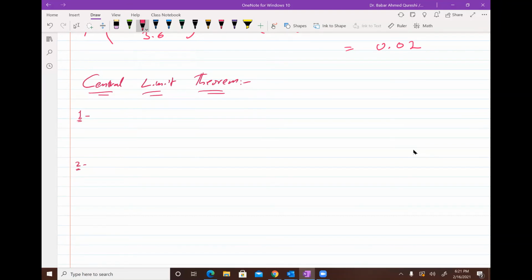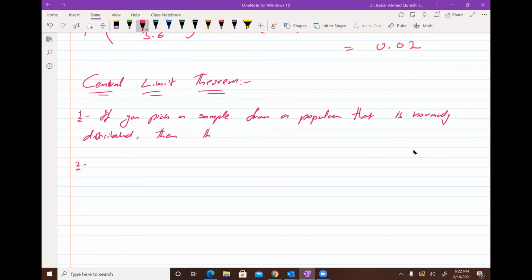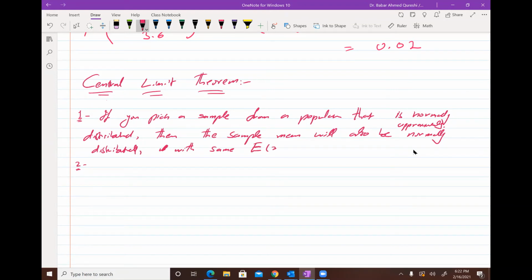That if you pick a sample from a population that is normally distributed, then the sample mean will also be normally distributed, approximately. Because in the end, it is a discrete variable, so we are only talking about approximately normally distributed. With the same mean, with the same expectation. So this is what we know.